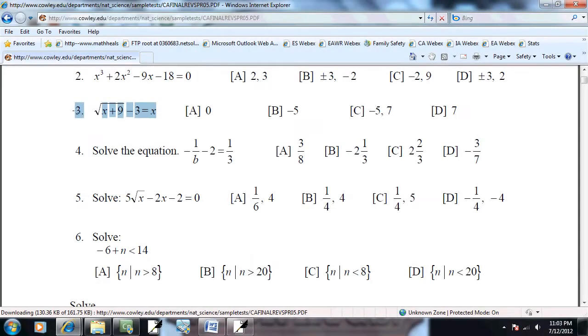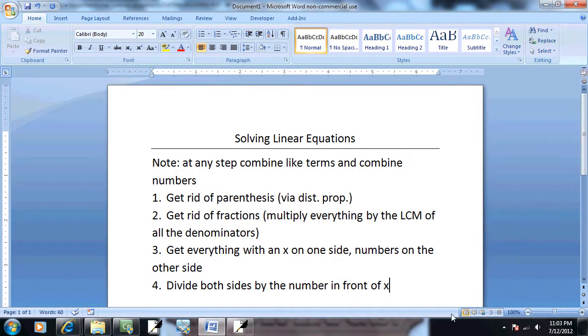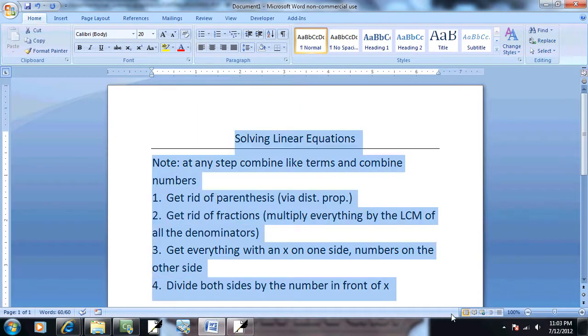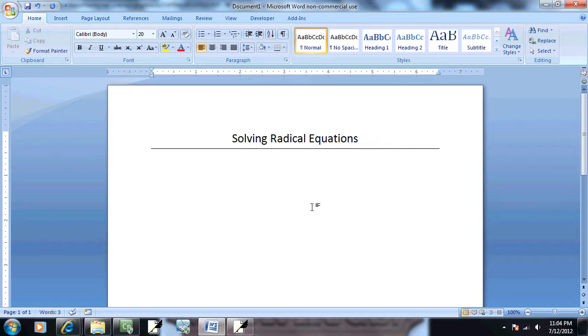Third example, we got a radical equation. So let's refresh our memory on the steps on solving radical equations. Well, step one, get a radical by itself. Don't create a fraction.